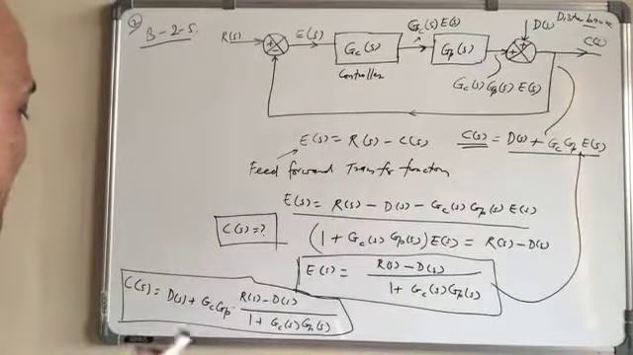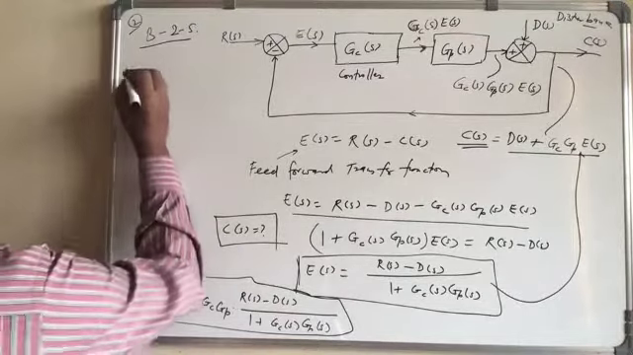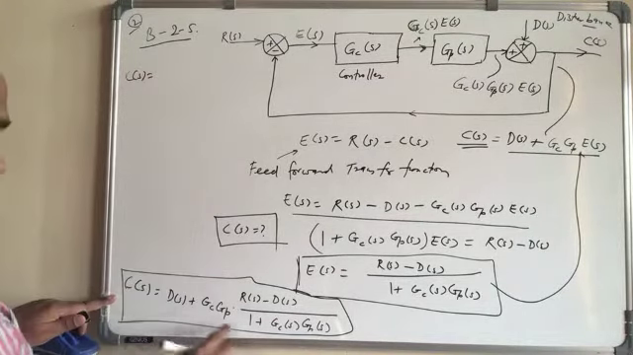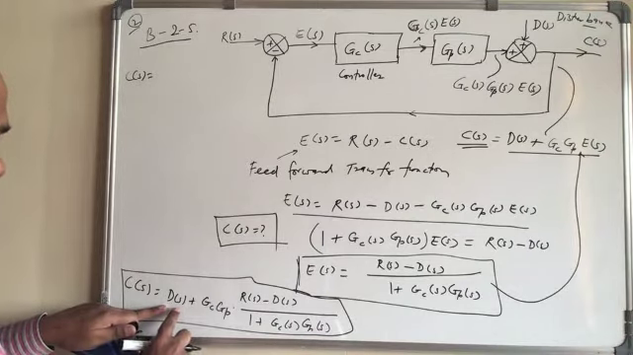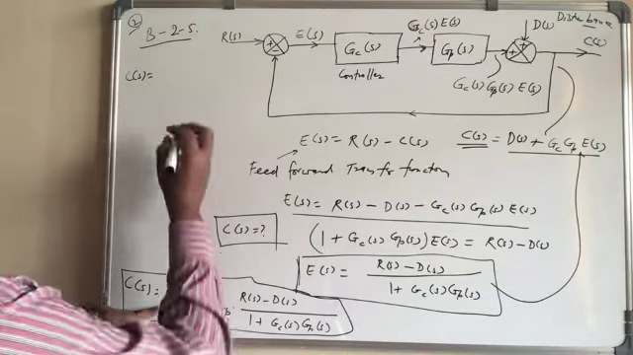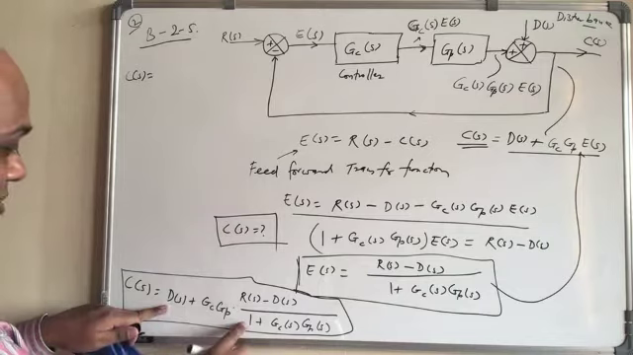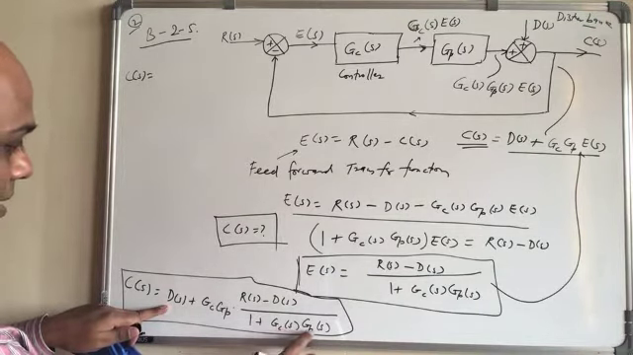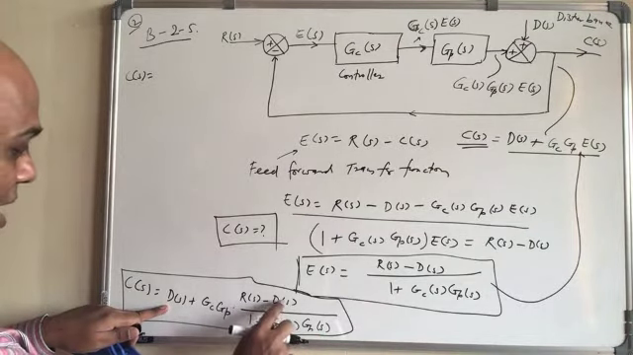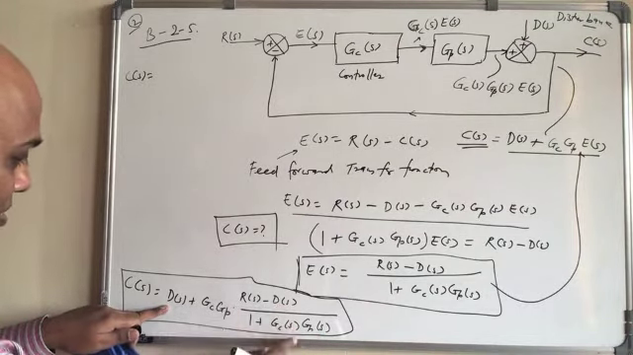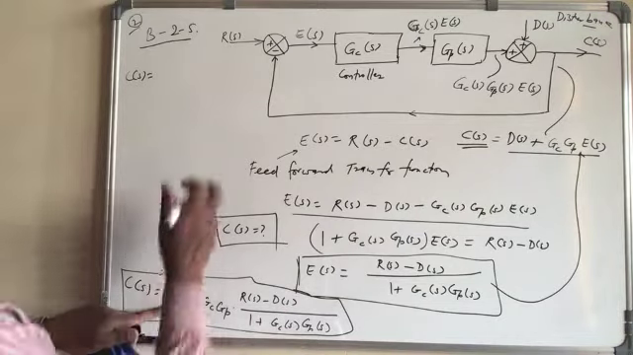So let us simplify this. We can write CS is equal to, now the whole thing is going to multiply by this one, right? So we have DS multiplied by 1, DS multiplied by this GC times GP, but here you have GC times GP minus DS, right? So this will cancel out. So finally what we will have is DS.